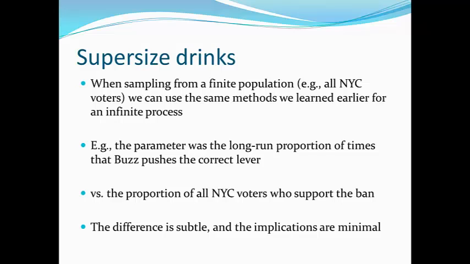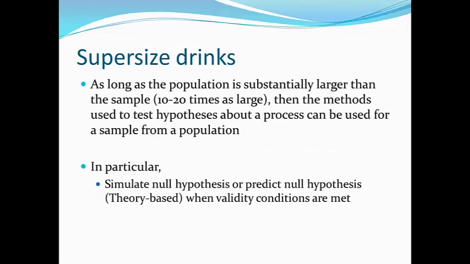Contrast this with the kind of data we're looking at now. Now we have a sample from what we call a finite population. There is a group of New York City voters. It's a finite group. We could potentially write down all of their names. It's a very large group, but it's finite, unlike that process, which is infinite, where Buzz and Doris could sort of push levers forever. The difference is subtle, and as we'll talk about, the implications are actually rather minimal.